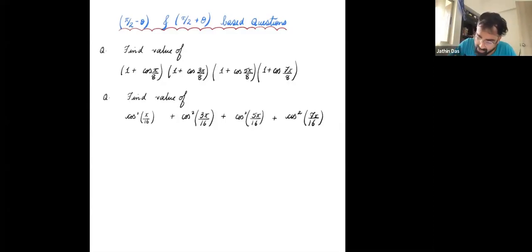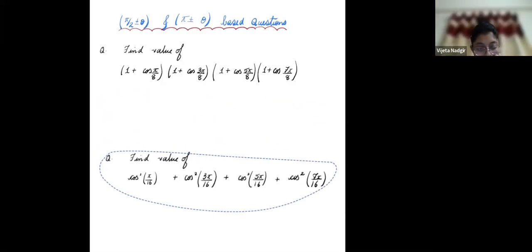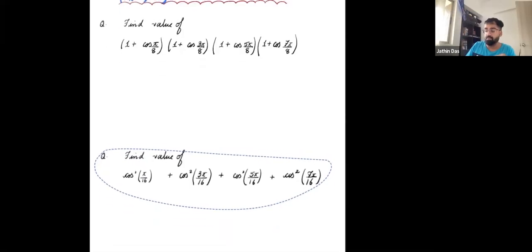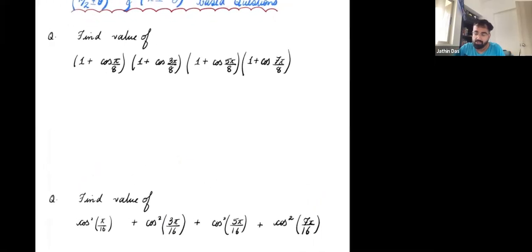So either it is pi by 2 minus theta plus or minus theta, or pi plus or minus theta. Okay. So these two first I will do. And you should always remember this technique. Okay. So I'll give you the note also. First you just listen. That's it.